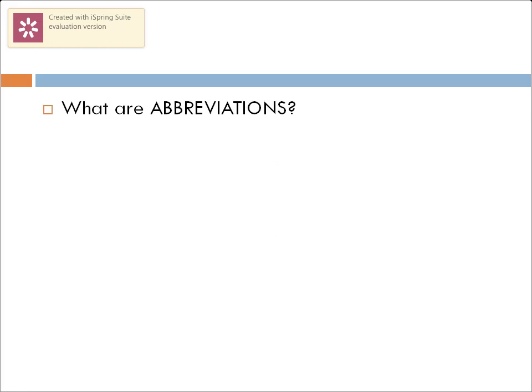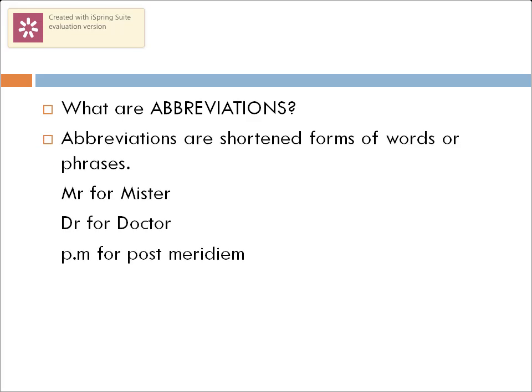Now let's look at the first one, that is abbreviations. What are abbreviations? Abbreviations are shortened forms of words or phrases. So we use Mr. for Mister, which is a Latin word and denotes a man or gentleman. Now Dr. for doctor and PM for mentioning time after midday, that is post meridian. So these are shortened forms of words or phrases.